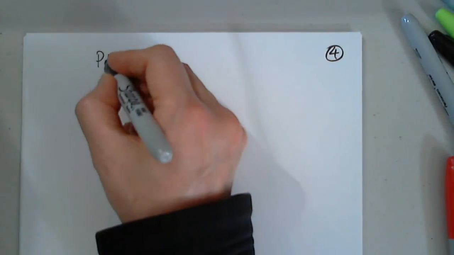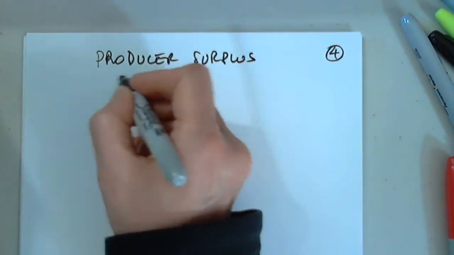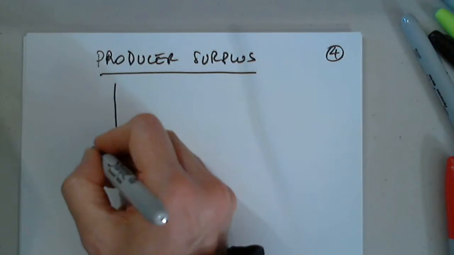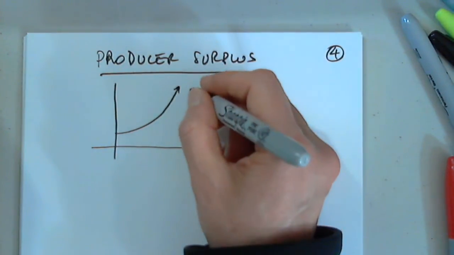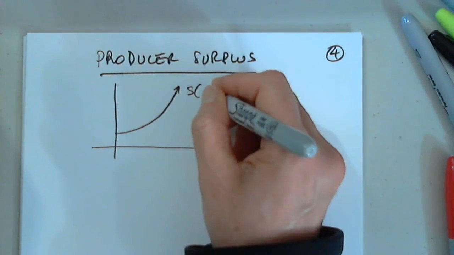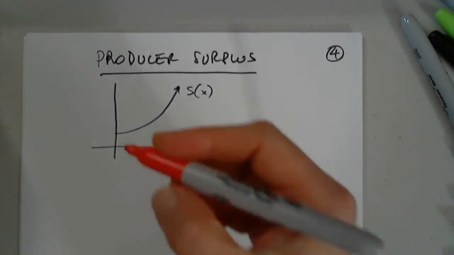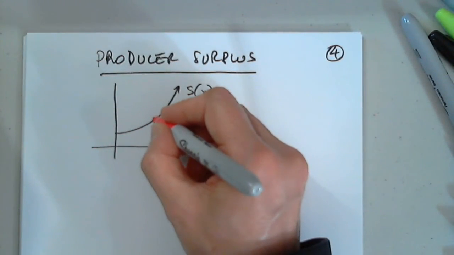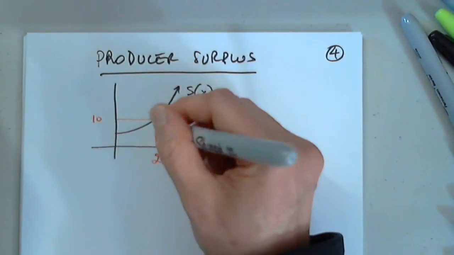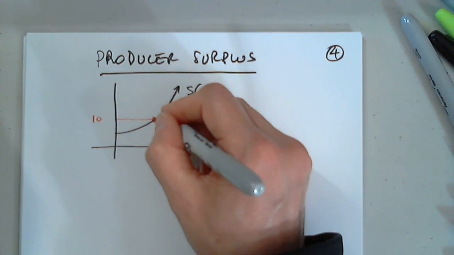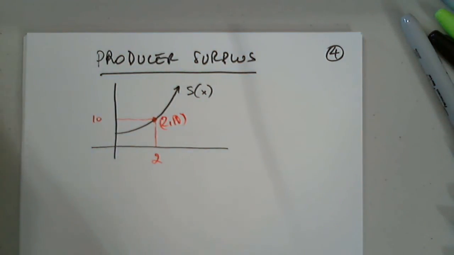So now let's look at the producer surplus. So the function is different because it's this one. This is the supply function. And let's suppose we have a point. I'm going to use the same point that you came up with, was fine. So 2 comma 10. So this is the 2 comma 10 point, okay?